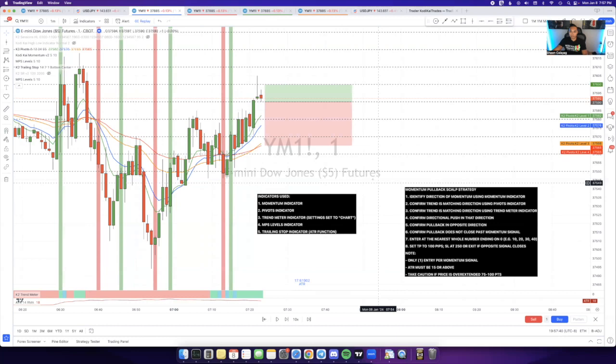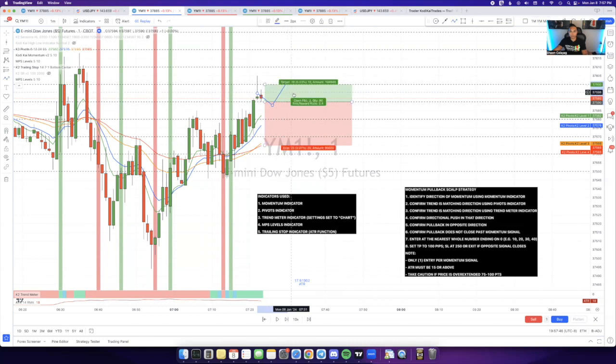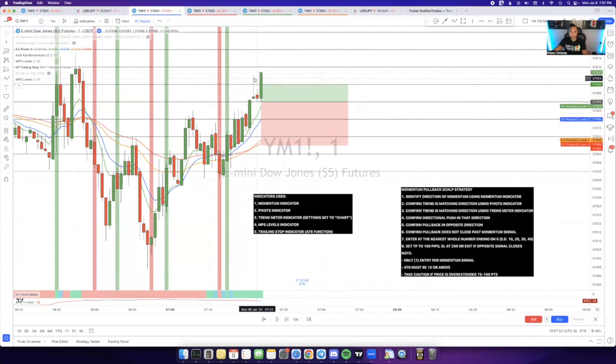Once you have it set up like that, you're now just going to wait for price to come down, fill your order, and go to your TP. Simple as that. Looking at this here, we'll move forward. You can see price fills your order super quickly and blasts right through to your TP. So there goes an example of a momentum pullback scalp.